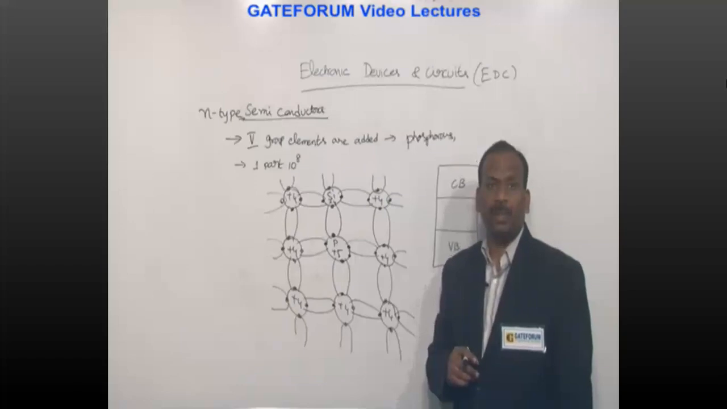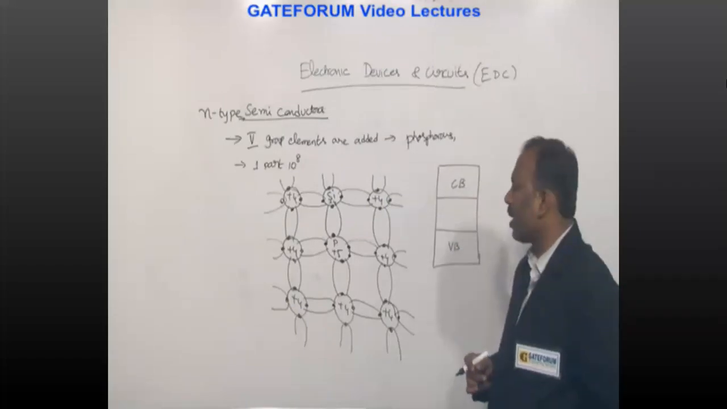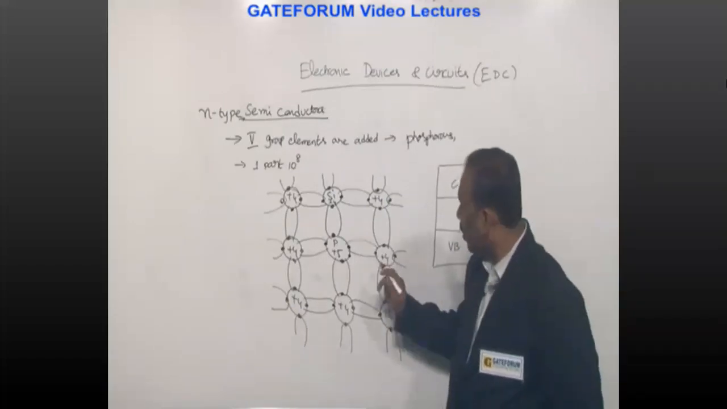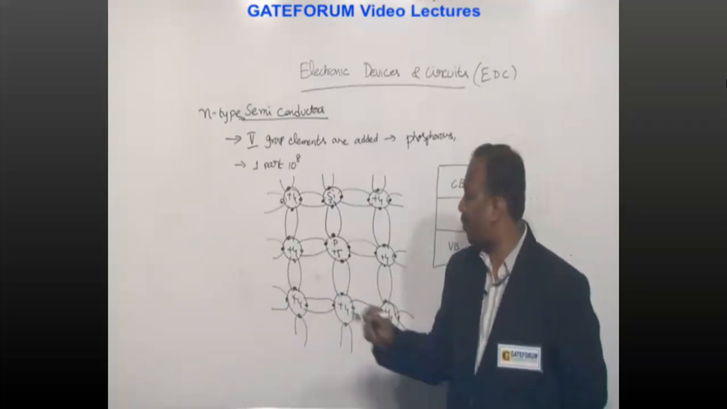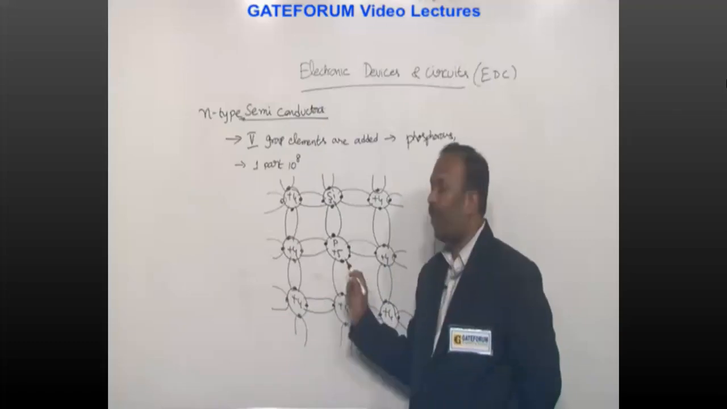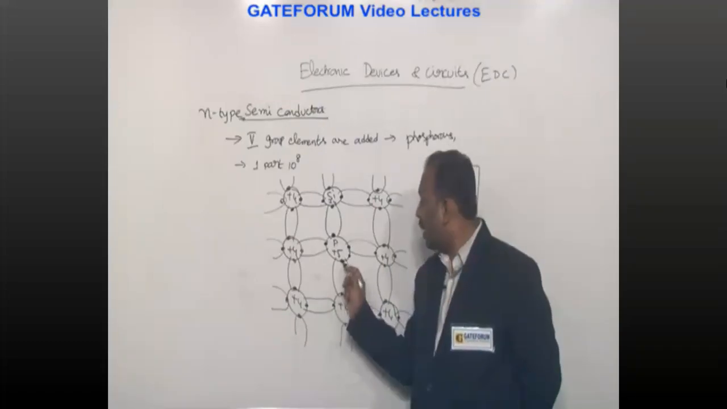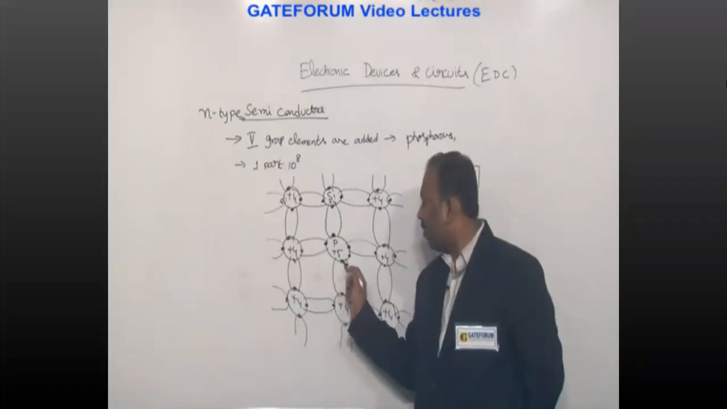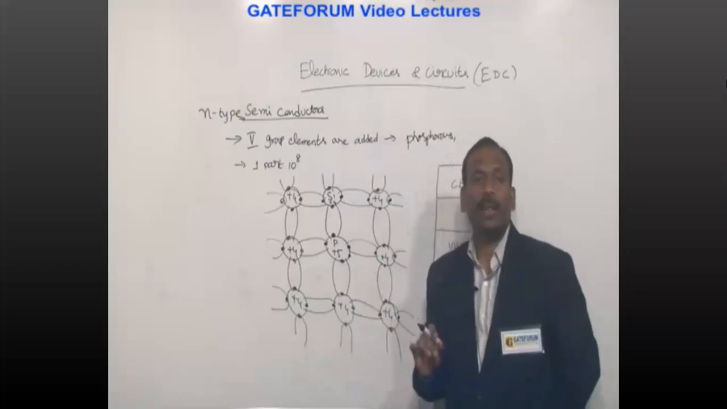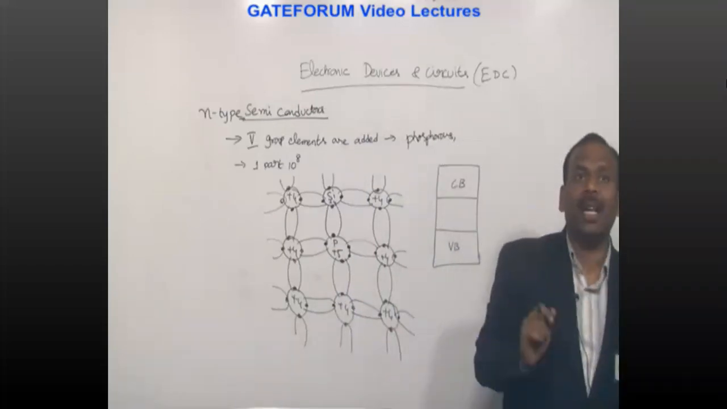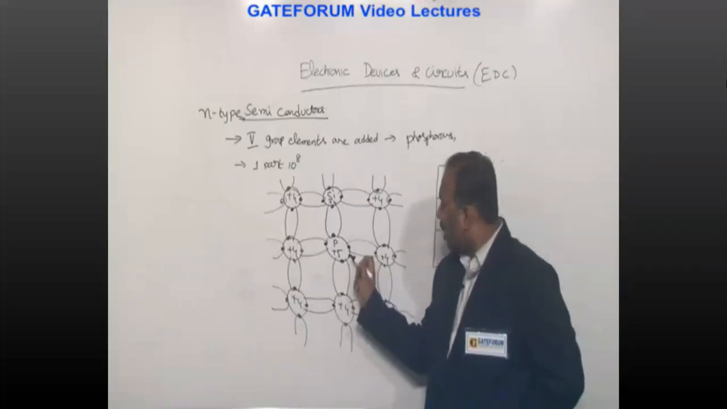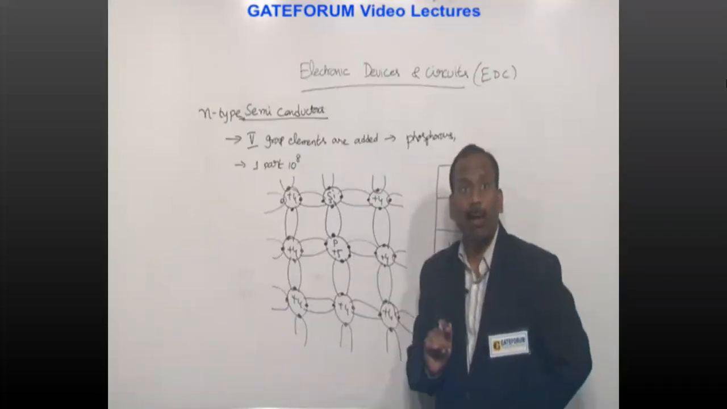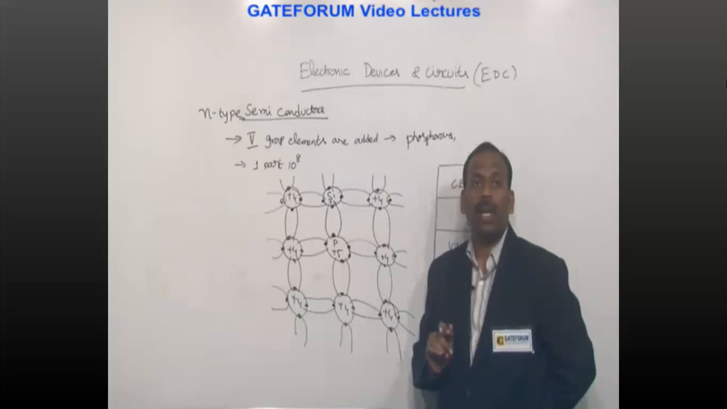Before going to room temperature, now see here, the phosphorus atom has 5 valence electrons: 1, 2, 3, 4, 5. Out of these 5 valence electrons, 4 form covalent bonds with the 4 neighboring silicon atoms to achieve stability. Now what about this one? It has not formed any covalent bond.